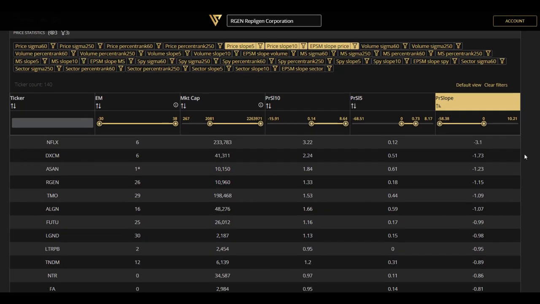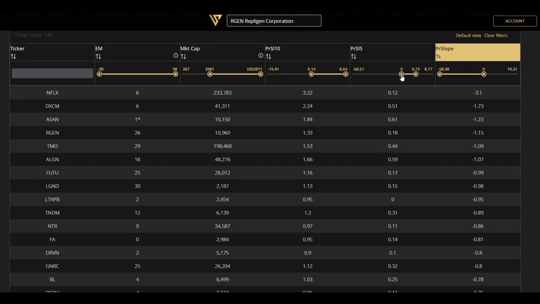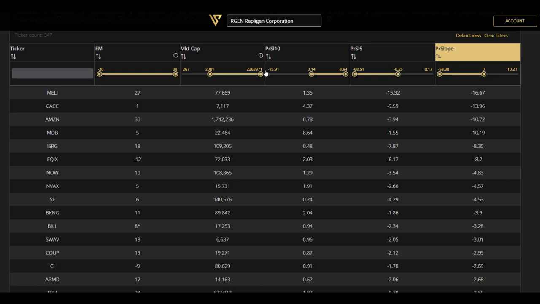Reversing would be the third case. For reversing this time, you want a really negative slope on the 5-day. You still want it going up over 10 days, but in the last 5 days, you want the stock to be reversing and going down, right? And you're still expecting a negative overall difference between the two.